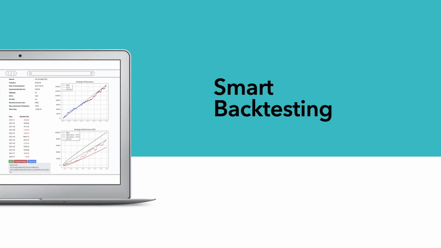So let's take a look at smart backtesting. Now, smart backtesting allows us to quickly test a trading idea that we built in MultiCharts or TradeStation using EasyLanguage. And we can easily test it upon different markets and different time frames with just a couple of clicks.